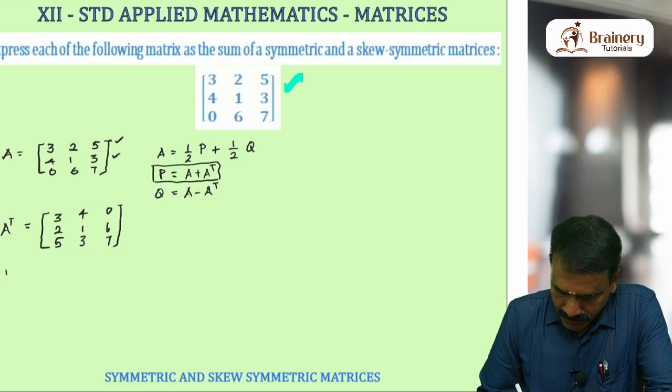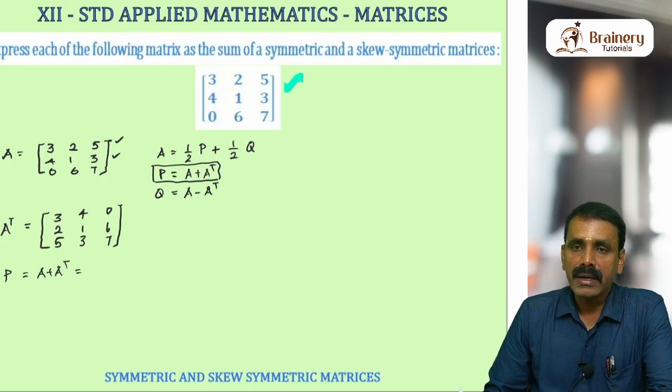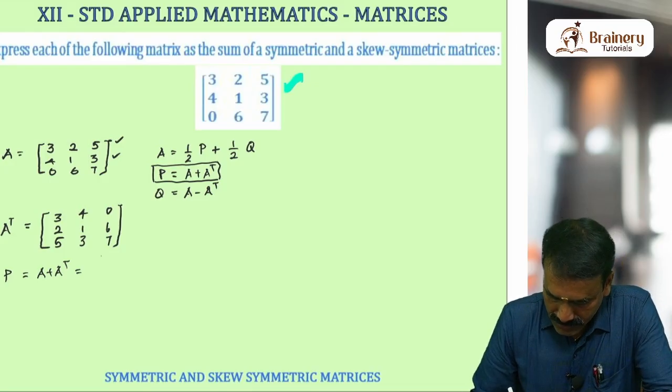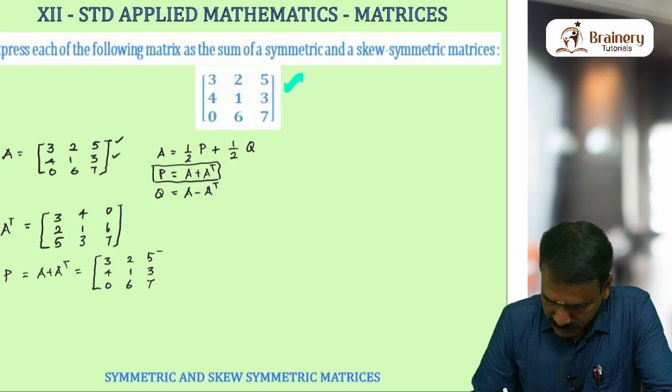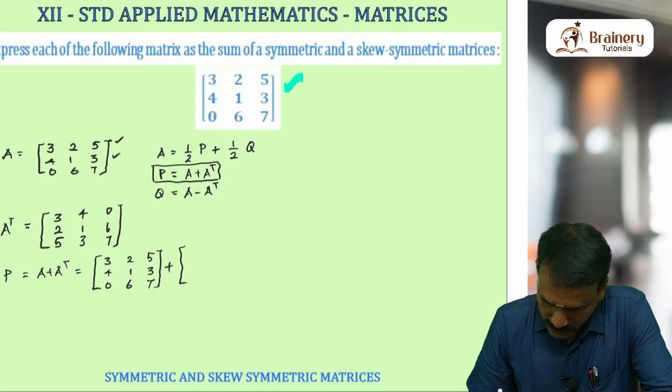Now I am going to find P. What is P? P is nothing but A plus A transpose. So I am going to find A plus A transpose. So 3, 2, 5, 4, 1, 3, 0, 6, 7 added with A transpose, 3, 4, 0, 2, 1, 6, 5, 3, 7.